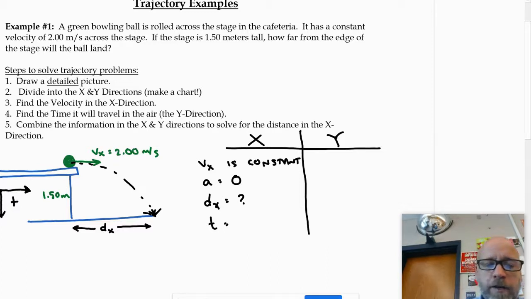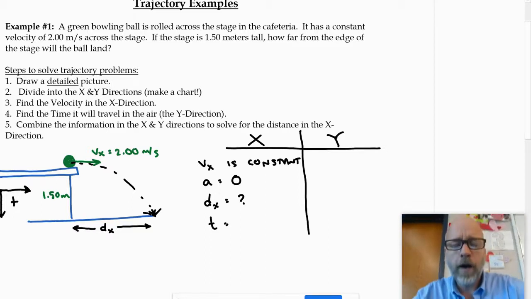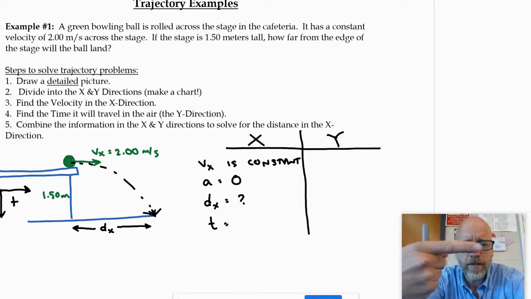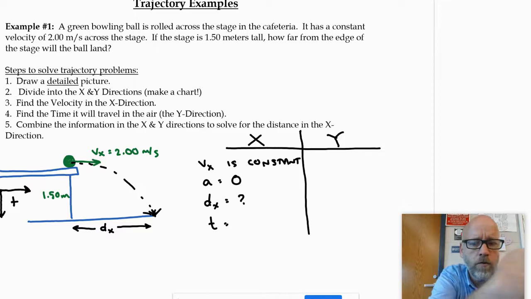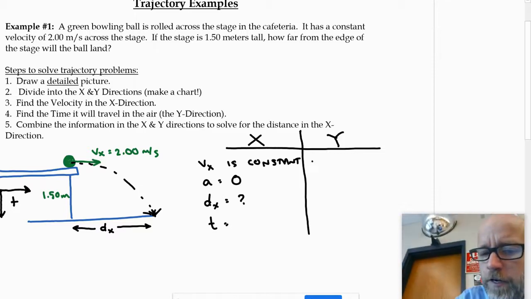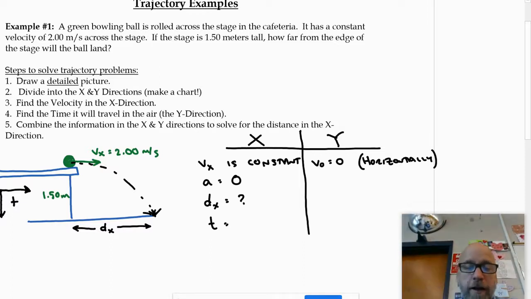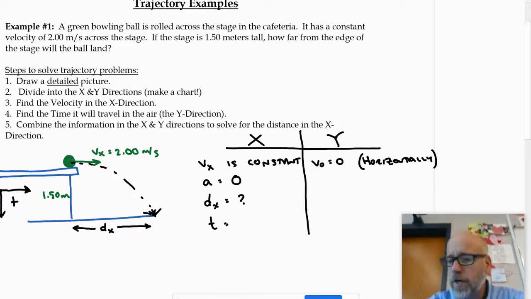Yeah, we don't know that yet, do we? So let's take a look at what we know in the y direction. In the y direction, what is the initial velocity of the ball right when it leaves the edge of the table? Yeah, that's correct. Good. It's going to be 0. Now, that is the case because it is going off completely horizontally. It's not moving up or down yet. It will, but not yet.